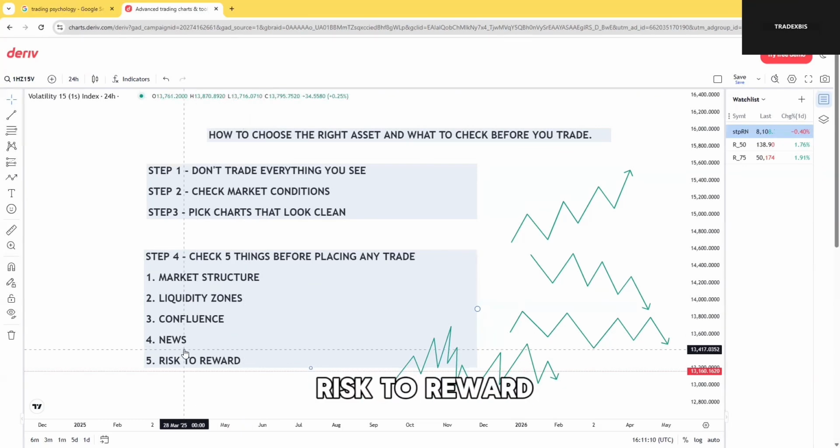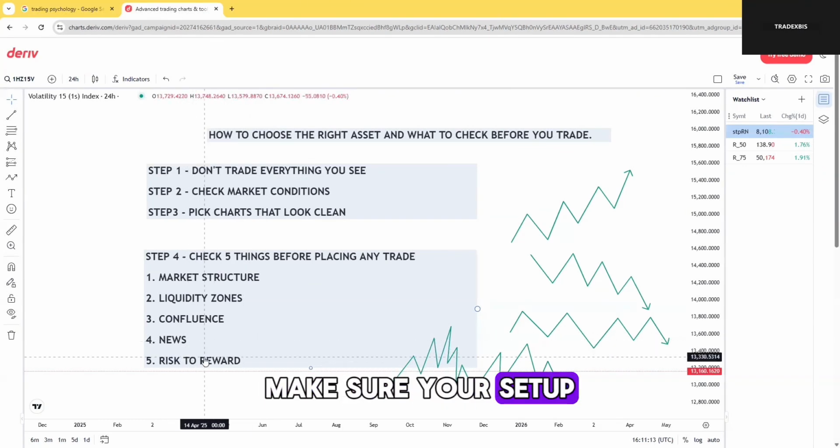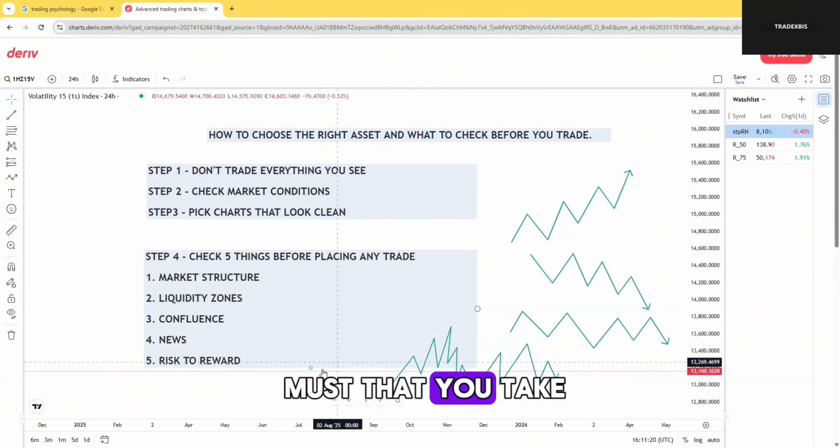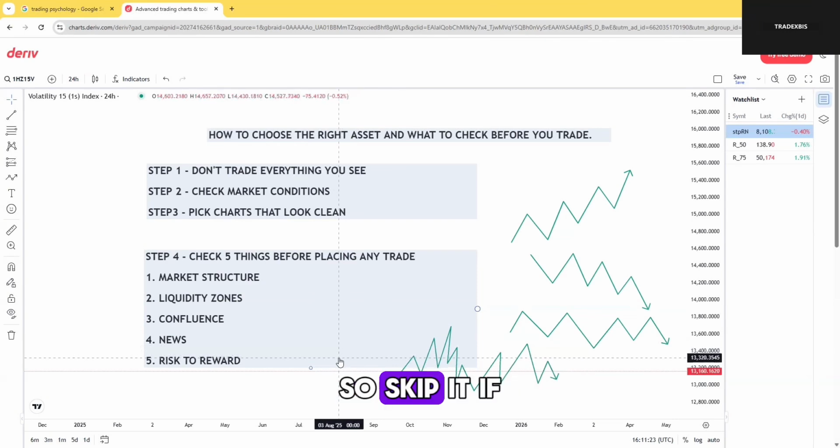The fifth one is risk to reward. Make sure your setup is at least 1:2 or 1:3. If the profit isn't worth the risk, skip it. It is not a must that you take that particular trade. So skip it if the profit isn't worth the risk.